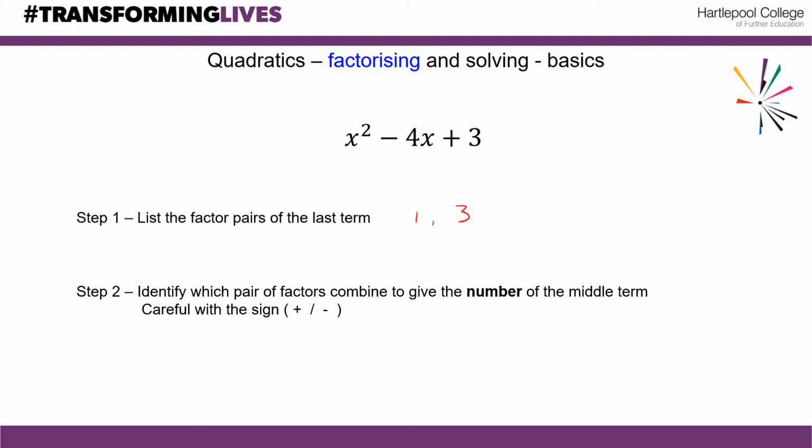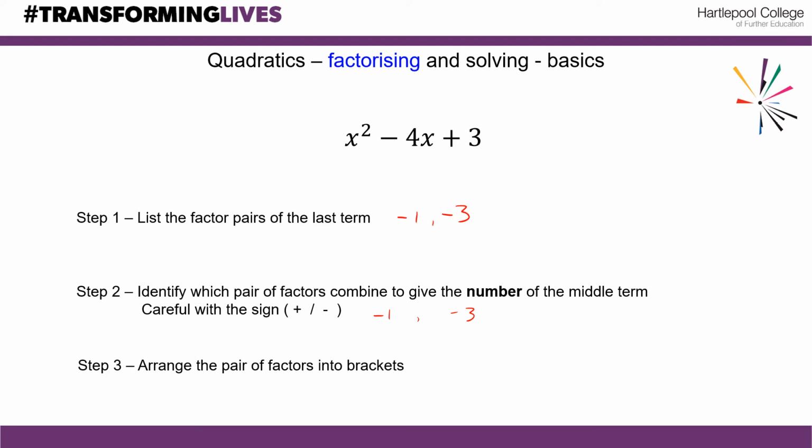Now if I said 1 and 3, well 1 and 3 multiplies to get the 3, so we know that they're both factors, but 1 and 3 gets me a +4. However, if I make these both negative numbers, so -1 and -3, if I multiply them together, I still get the +3 for the last term, which is what I want. -1 add -3, or -1 minus 3, gets you -4, which is again what we're looking for. So the factors that we need here are -1 and -3.